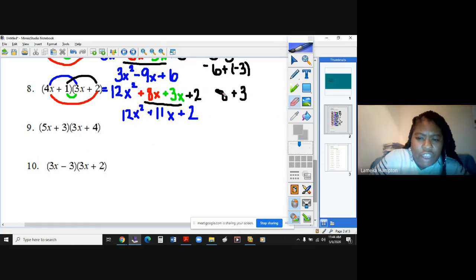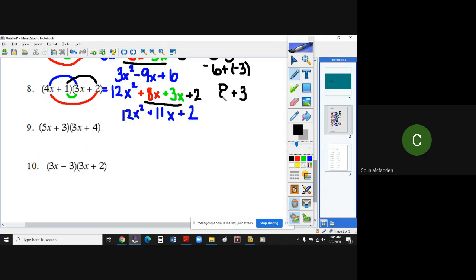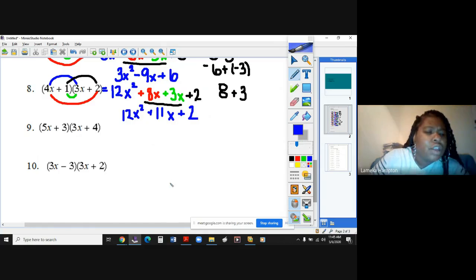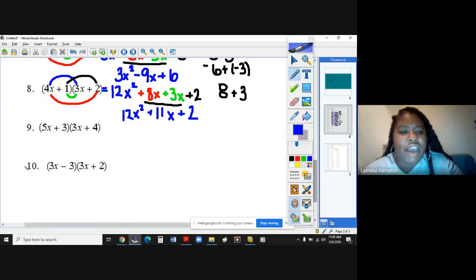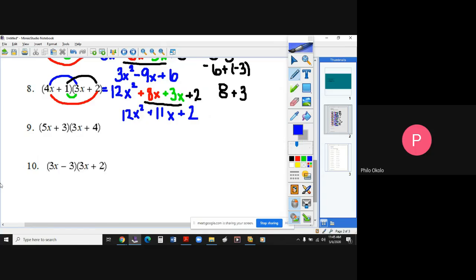I don't like the way that 8 looks, so I'm going to get rid of that and rewrite it because it was slanted. I ain't like it. All right. Now we moving. Number 9. Tell me what we got.